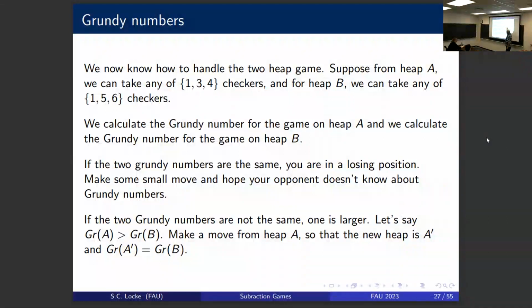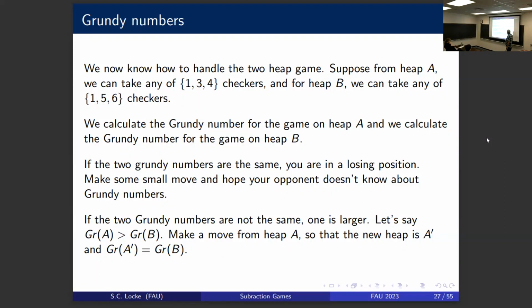Anyway, you calculate the Grundy number for heap A, and you calculate the Grundy number for heap B. If the two Grundy numbers are the same, you're in a losing position. You make some small move and hope your opponent doesn't know how to play. If the two Grundy numbers are not the same, obviously one's larger than the other. Let's say that heap A has the larger Grundy number than heap B. Remember, in game A, I'm playing this 1, 3, 4 game. In game B, I'm playing this 1, 5, 6 game. But let's say the Grundy number here is bigger for a second.